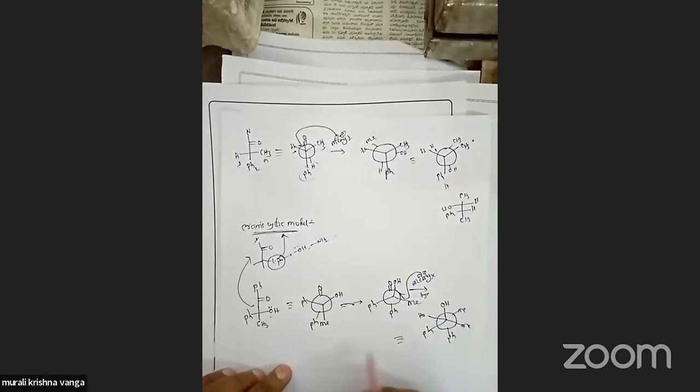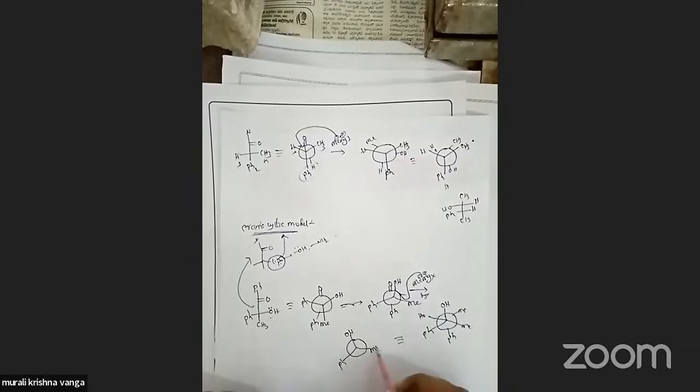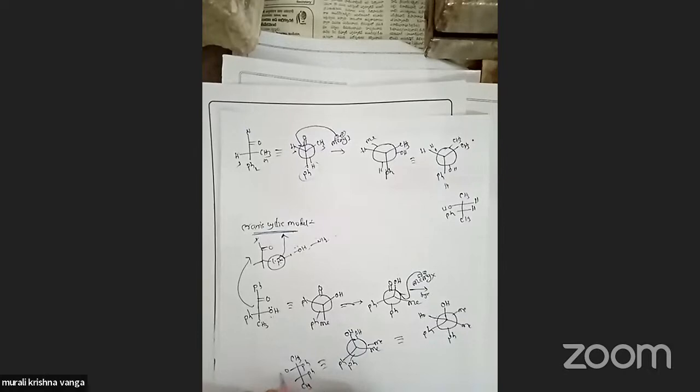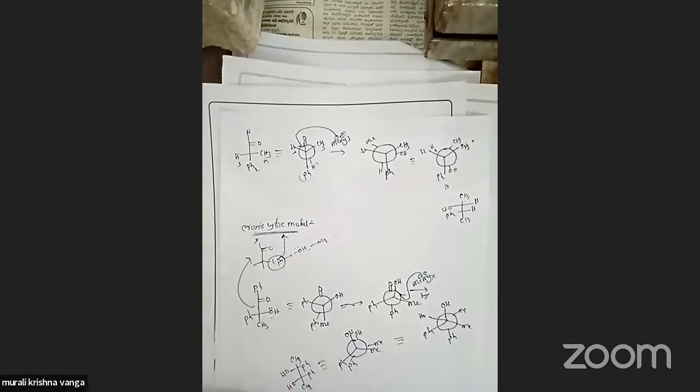I am converting it to the eclipsed formula: OH, methyl, phenyl. I am rotating: here methyl, here OH, here phenyl. Then I am converting to the Fischer formula. So the methyls are vertical, and the phenyl and hydroxyl groups are horizontal. This is Cram's cyclic model.